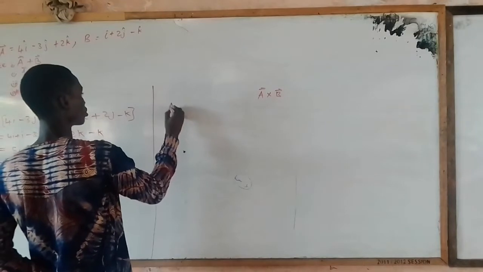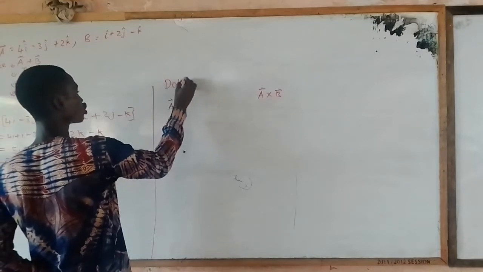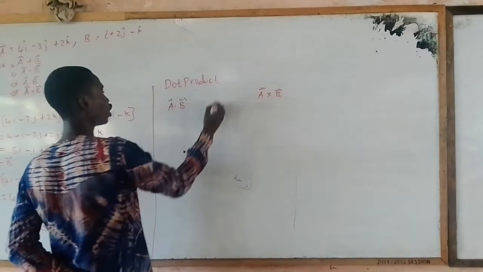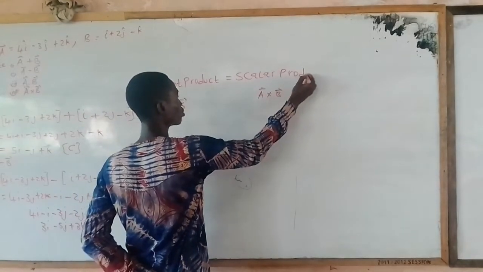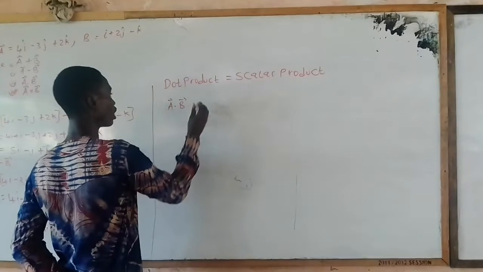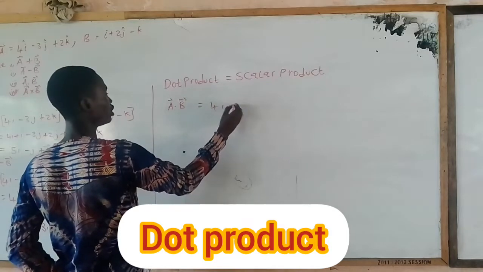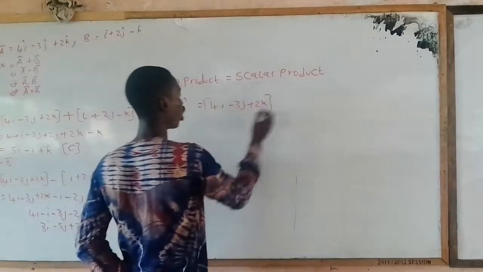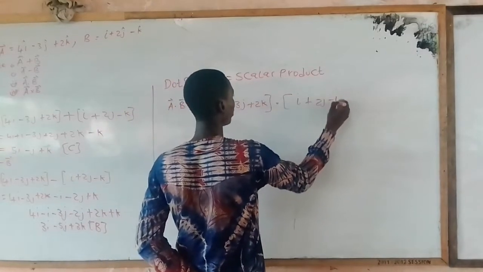For dot product, this is known as what? Dot product. We know this kind of solving to be called dot product. And dot product is the same thing as scalar product. We might be asked, don't be confused. So it's the same thing as what? Scalar product. Okay? So now, for this, I'll have my A to be 4i minus 3j plus 2k dot my B to be i plus 2j minus k.